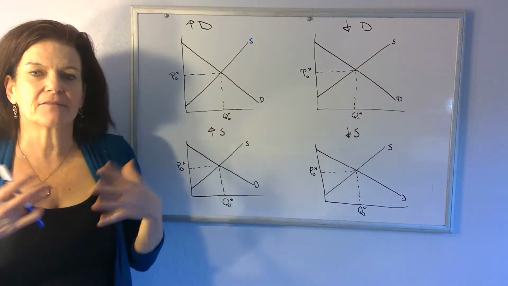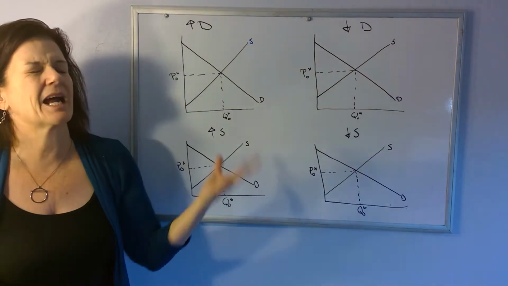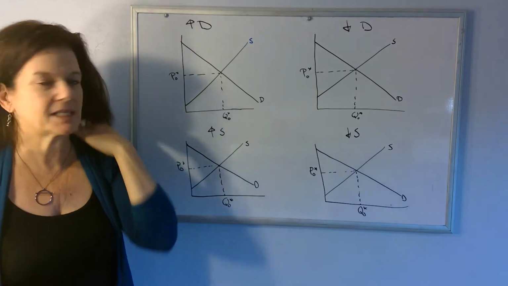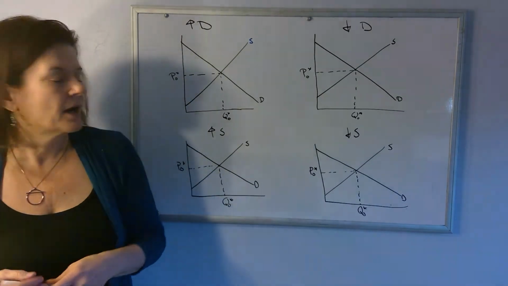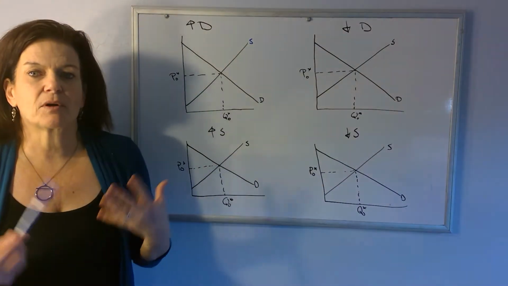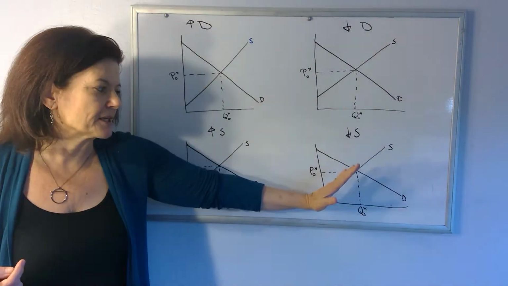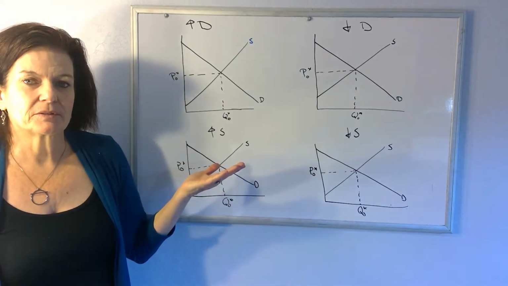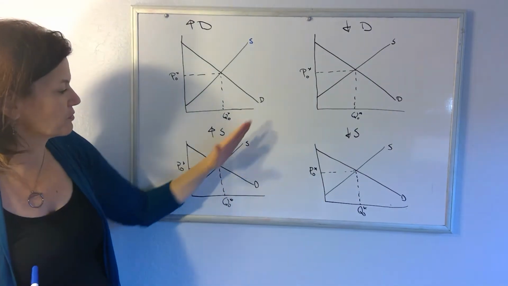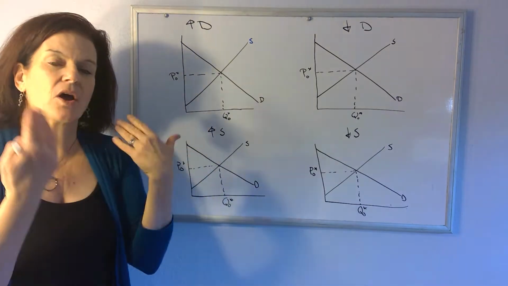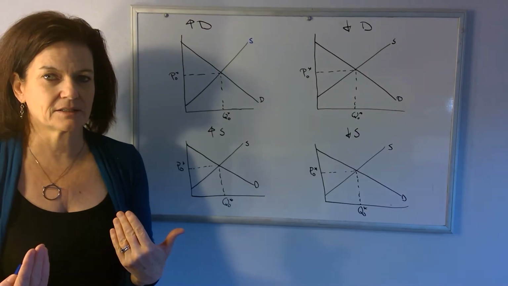Same with supply. If something happens to change supply, anything that happens to change the cost of production, or anything that changes the expectations of suppliers, or the number of suppliers in the market, things like that. Anything else that affects how much people want to supply at every price, we need a whole new supply curve to show that, because the supply curve is drawn showing how the quantity of supply changes with a change in price, holding everything else constant.